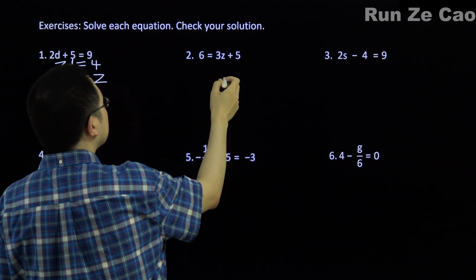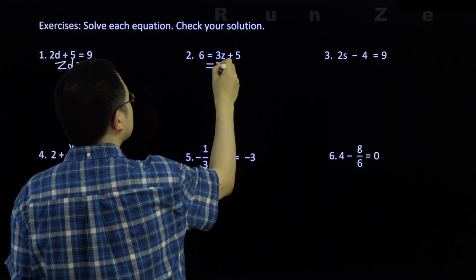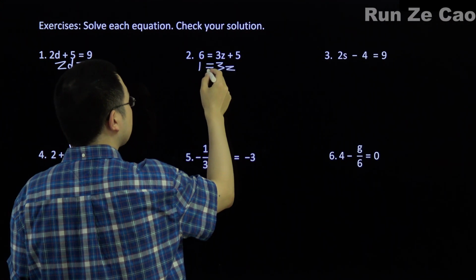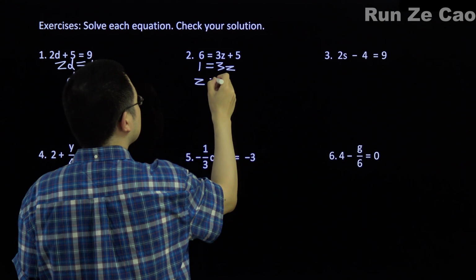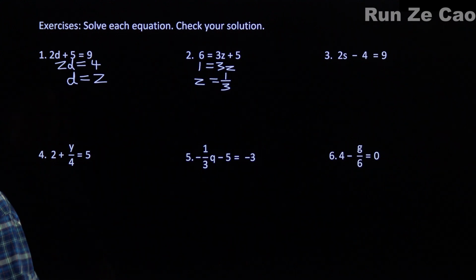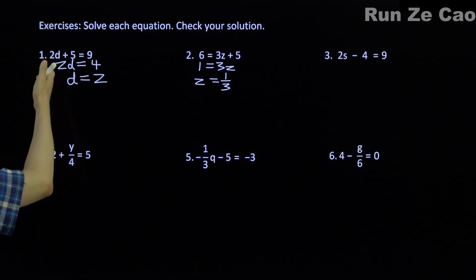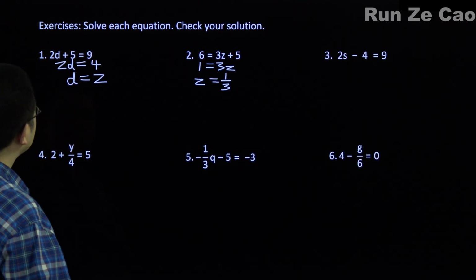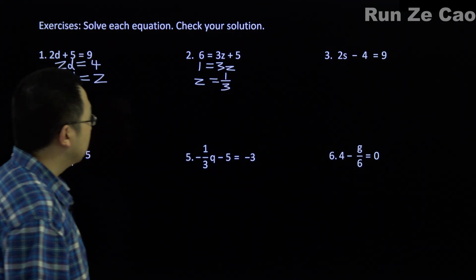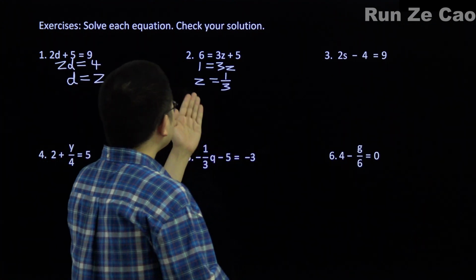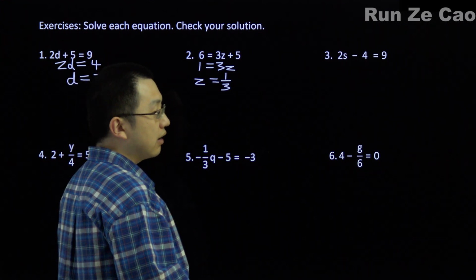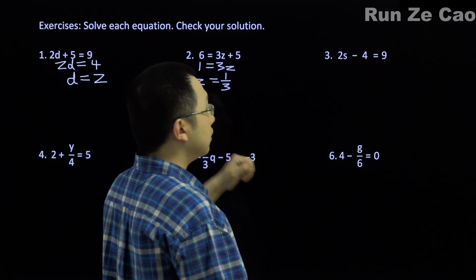So 6 equals 3z plus 5. Well, 3z is equal to 6 minus 5, which is 1. So z is equal to 1/3. Now, when it comes to checking our solutions here, we sub back in and go left side equals 2 times 2 plus 5 equals 9 equals right side, QED. Here, it's going to be right side equals 3 times 1/3 plus 5 equals 1 plus 5 equals 6 equals left side, QED.